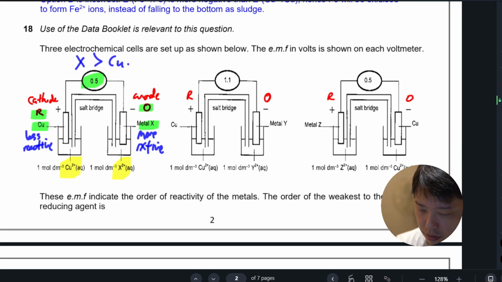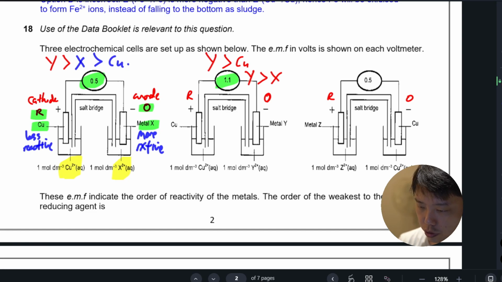The second one, because copper is at the same position and metal Y is at the same position as metal X, this voltage is even higher. So what this means is that X is more reactive than copper. No, sorry, not X. Y. Y is also more reactive than copper, and at the same time, Y is also more reactive, most likely, than your X because the voltage is higher. So now we have Y greater than X, which is greater than copper.